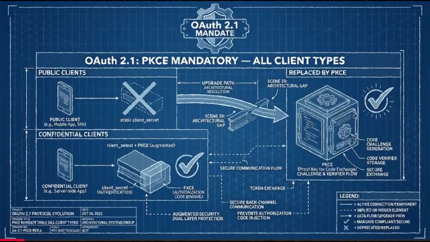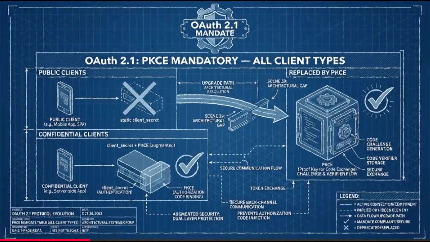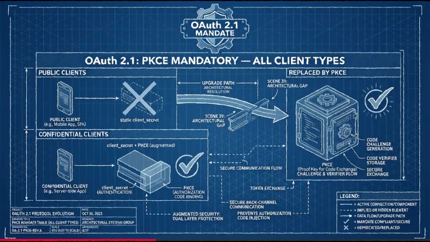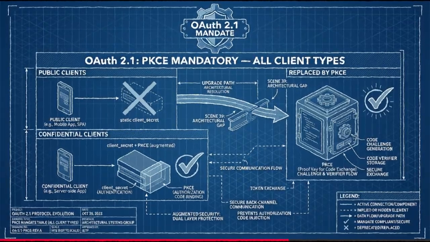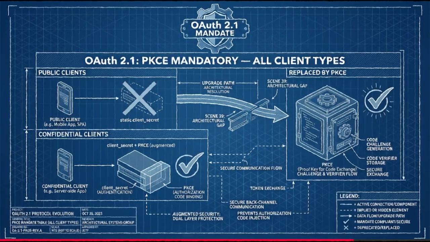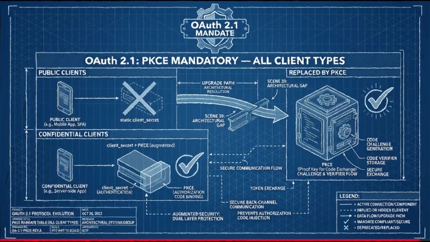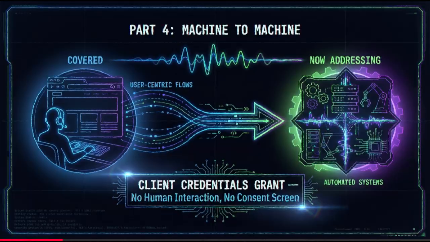OAuth 2.1 unifies protocol security by making PKCE mandatory for all client types. It replaces static client secrets entirely in public environments and augments them in confidential environments. Part 4. Machine-to-machine and real-world implementation.